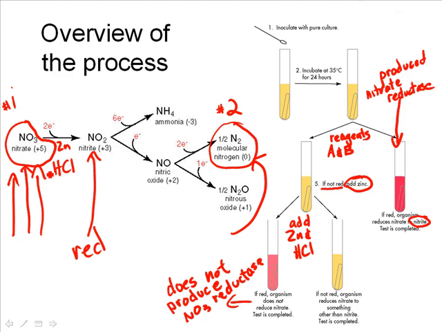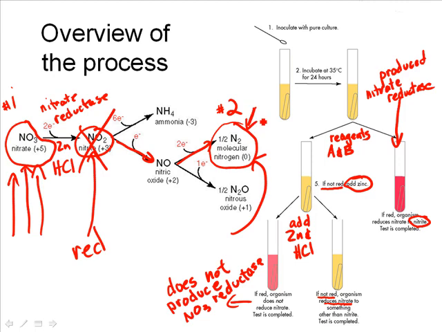Now let's look at the second possibility. Let's say we added zinc and HCl, and let's say the tube did not turn red. What that means is the organism reduced nitrate in the first step. It produced nitrate reductase in the beginning, but it then took the nitrite and further reduced it to molecular nitrogen. So therefore, you can add all the reagents A and B you want, but you'll never see nitrite because nitrite has already been further reduced to another nitrogen form.